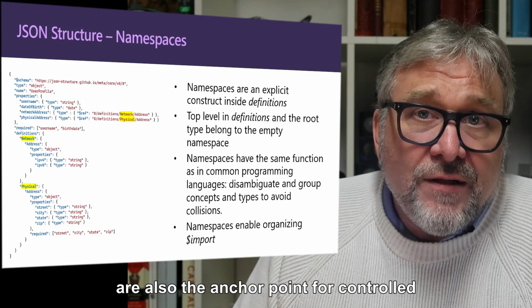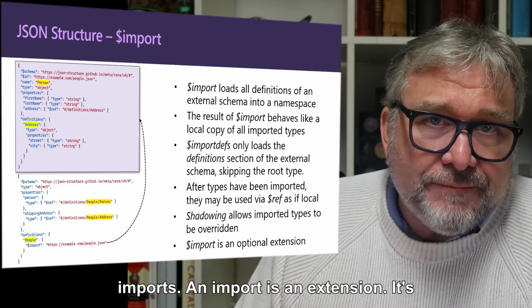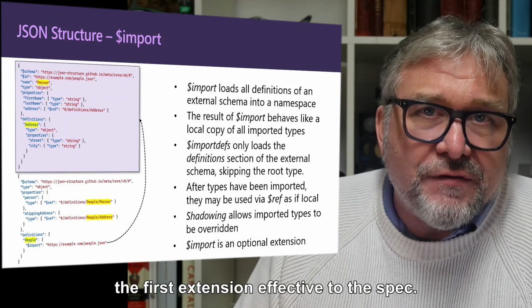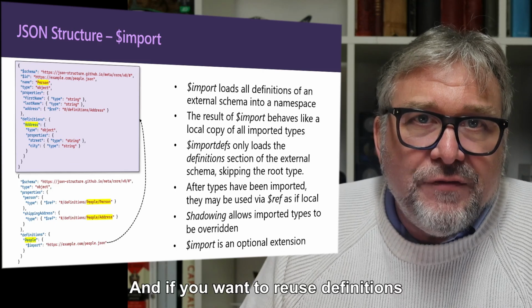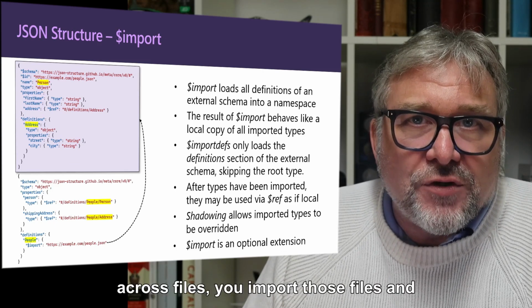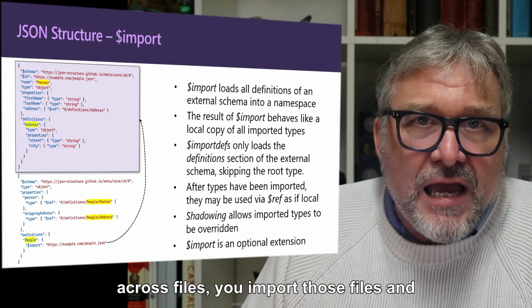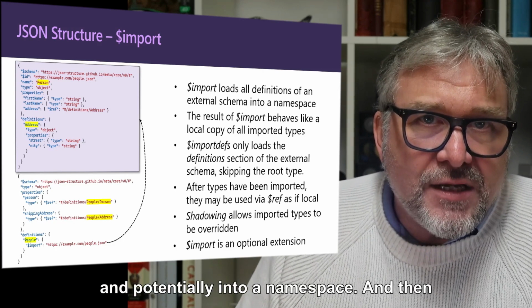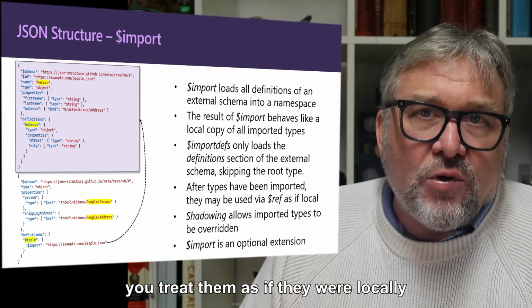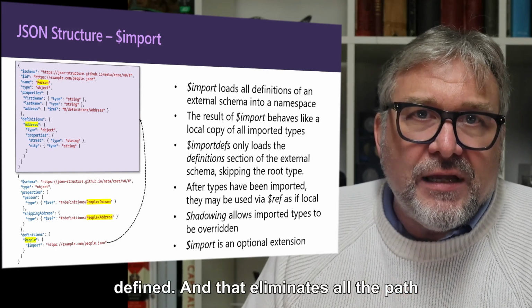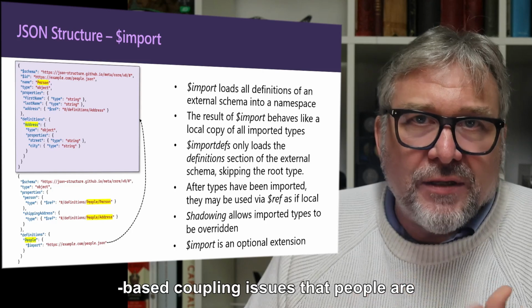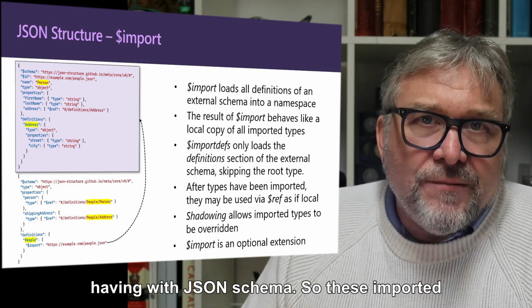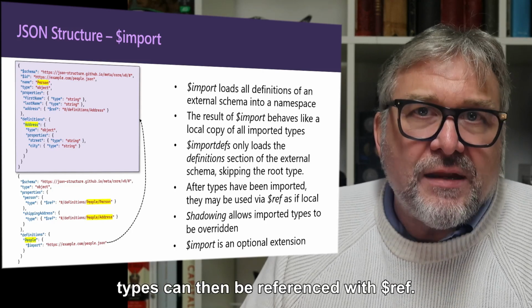Namespaces are also the anchor point for controlled imports. An import is an extension, it's the first extension to the spec. If you want to reuse definitions across files, you import those files and you map them into the definitions section and potentially into a namespace. And then you treat them as if they were locally defined. And that eliminates all the path-based coupling issues that people are having with JSON schema. So these imported types can then be referenced with $ref.